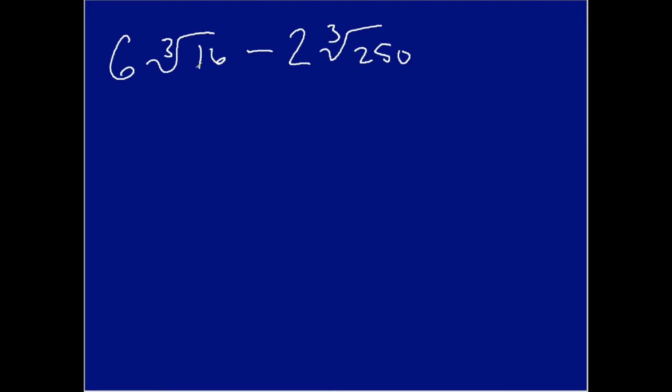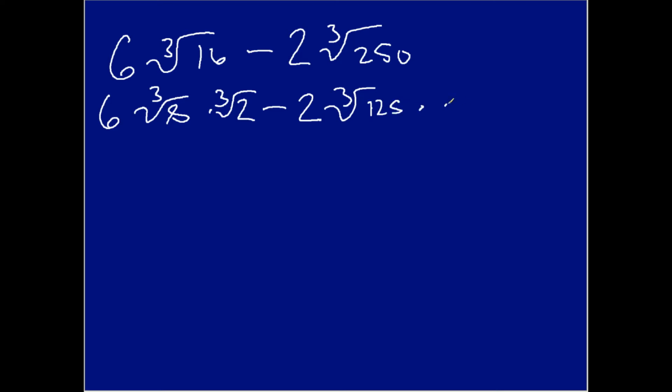We have to factor both this time. Last time we only factored one, but this time we factor both. And so what we do here is we have 6 again, that's going to be out here by itself basically, times the cube root of 8 times the cube root of 2, minus 2 times the cube root of 125 times the cube root of 2.